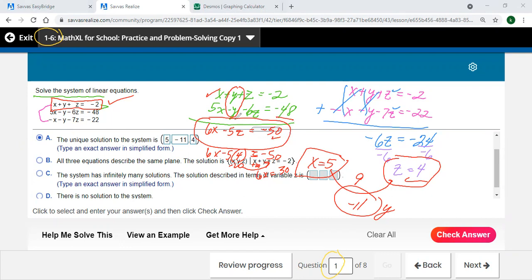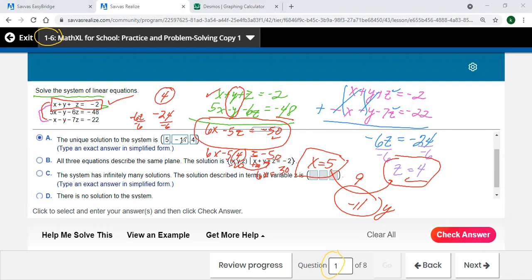Okay. What about when I combine the top and the bottom equations? X and negative x cancel. Y and negative y cancel. Z and negative 7z is negative 6z. And then negative 2 and negative 22 is negative 24. So divide those. And that is indeed 4 for z.